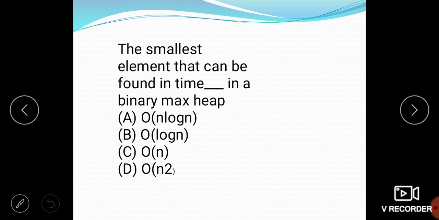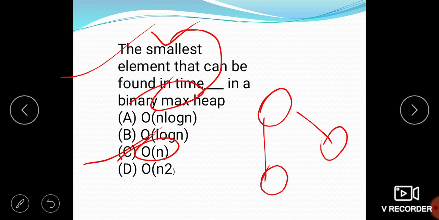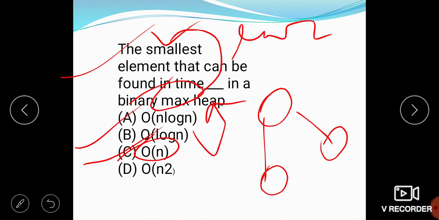So now next is finding the smallest element in a binary max heap. In a max heap, the root element should be greater than the child elements, but here it is given the smallest. For this reason, this is O(n). If it is given the largest element, that is O(log n), the heap time complexity in the best case, but in the worst case, that is O(n).